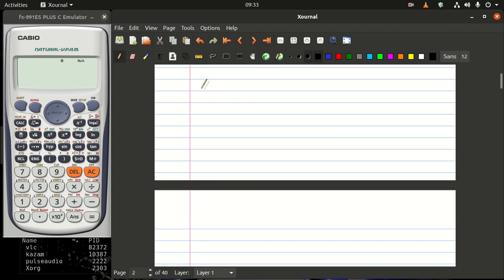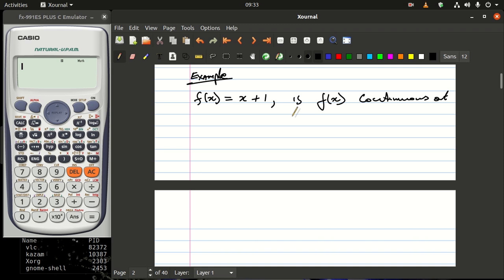Let me make one example here. Suppose that I have f of x equal to x plus 1. The question is: is f of x continuous at x equal to, let me say, 3? Is this function continuous at x equal to 3?